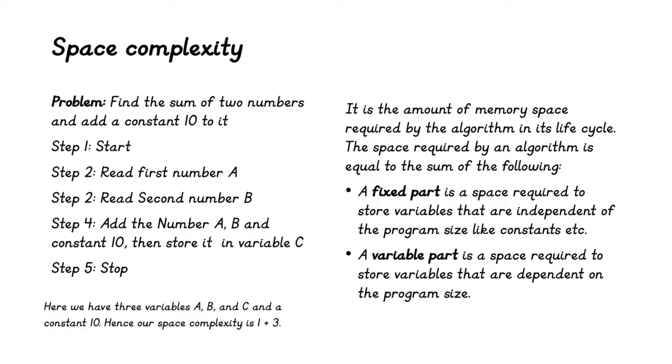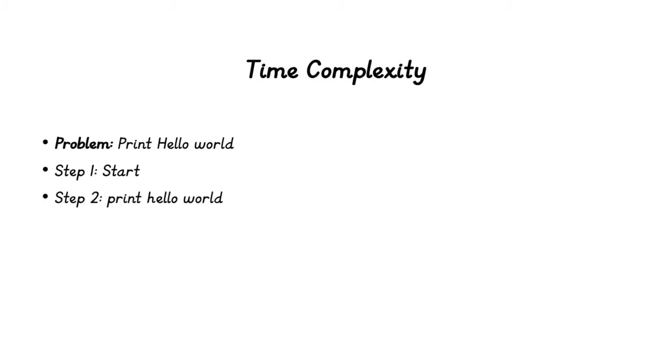Let us understand space complexity with an example. Given our problem statement, to find the sum of two numbers and add a constant 10 to it. The algorithm for the problem definition is as follows. Here, we have three variables A, B, and C and a constant 10. So, the total space complexity of our problem will be 1 plus 3, that is equal to 4.